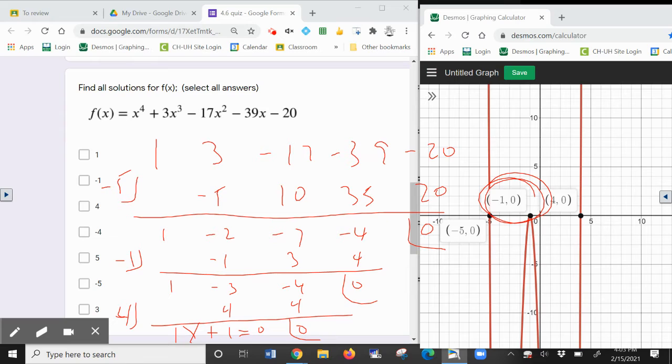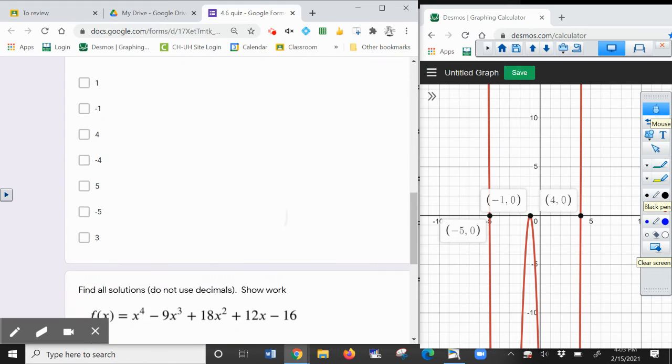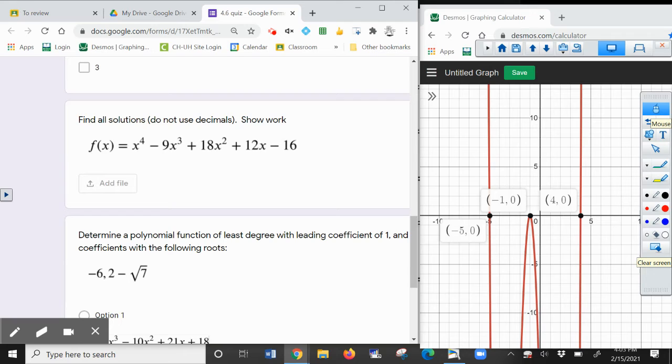Because it bounces or changes direction at -1, it's going to do that. So those are the answers: -5, -1, and 4. I didn't actually ask for you to identify double roots on this assignment or this quiz. Find all the solutions that didn't use decimals.